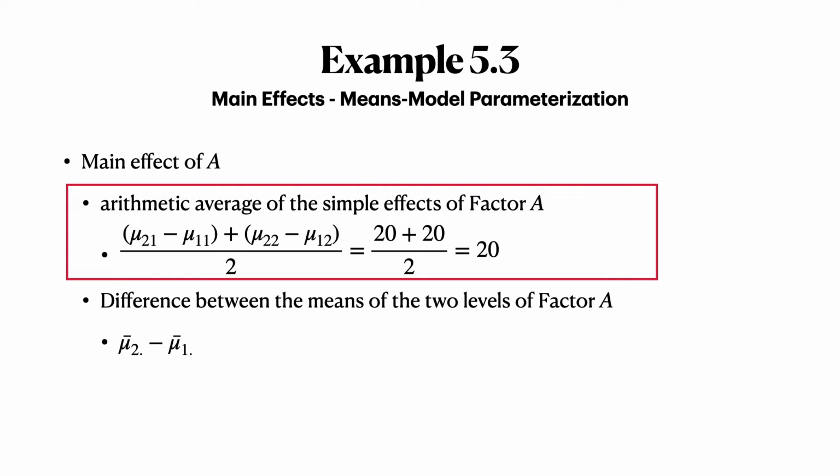And so we'll use the first expression, the arithmetic average of the simple effects of factor A. So the simple effect of factor A at the first level of B is mu21 minus mu11. The simple effect of factor A at the second level of B is mu22 minus mu12. Those simple effects were found to be 20 and 20 respectively, and so the average value is 20, obviously.